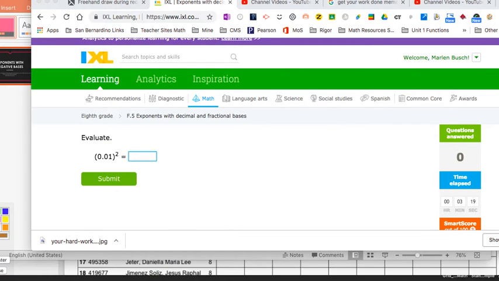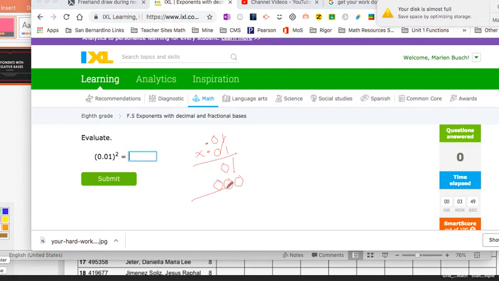Okay, so to multiply, I'm going to use a different color here. Let's just review how to multiply. So here we go. We set up our decimals. We're going to multiply. So 1 times 1 is 1. 0 times 1 is 0. Okay, now we're done. So we go to the next place value. Put a placeholder. So what's 1 times 0? That's 0. 0 times 0? That's 0.